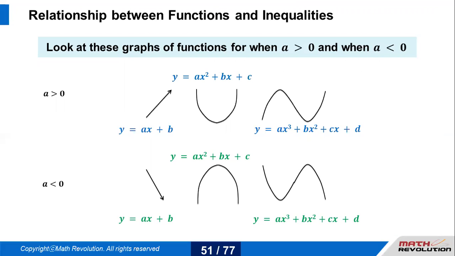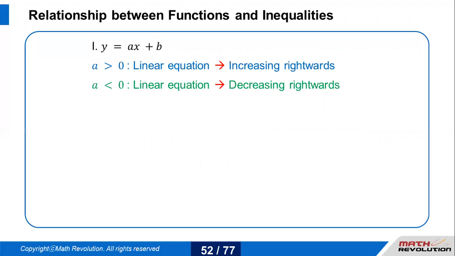You have a downward opening quadratic curve or parabola. And then again, you have a zigzag that starts from the top and ends up at the bottom. So how do we understand this? If we have y equals ax plus b, which is a linear equation, if a is greater than 0, it will be increasing rightwards. But if it is less than 0, it will decrease rightwards. So this is a basic concept for the slope.